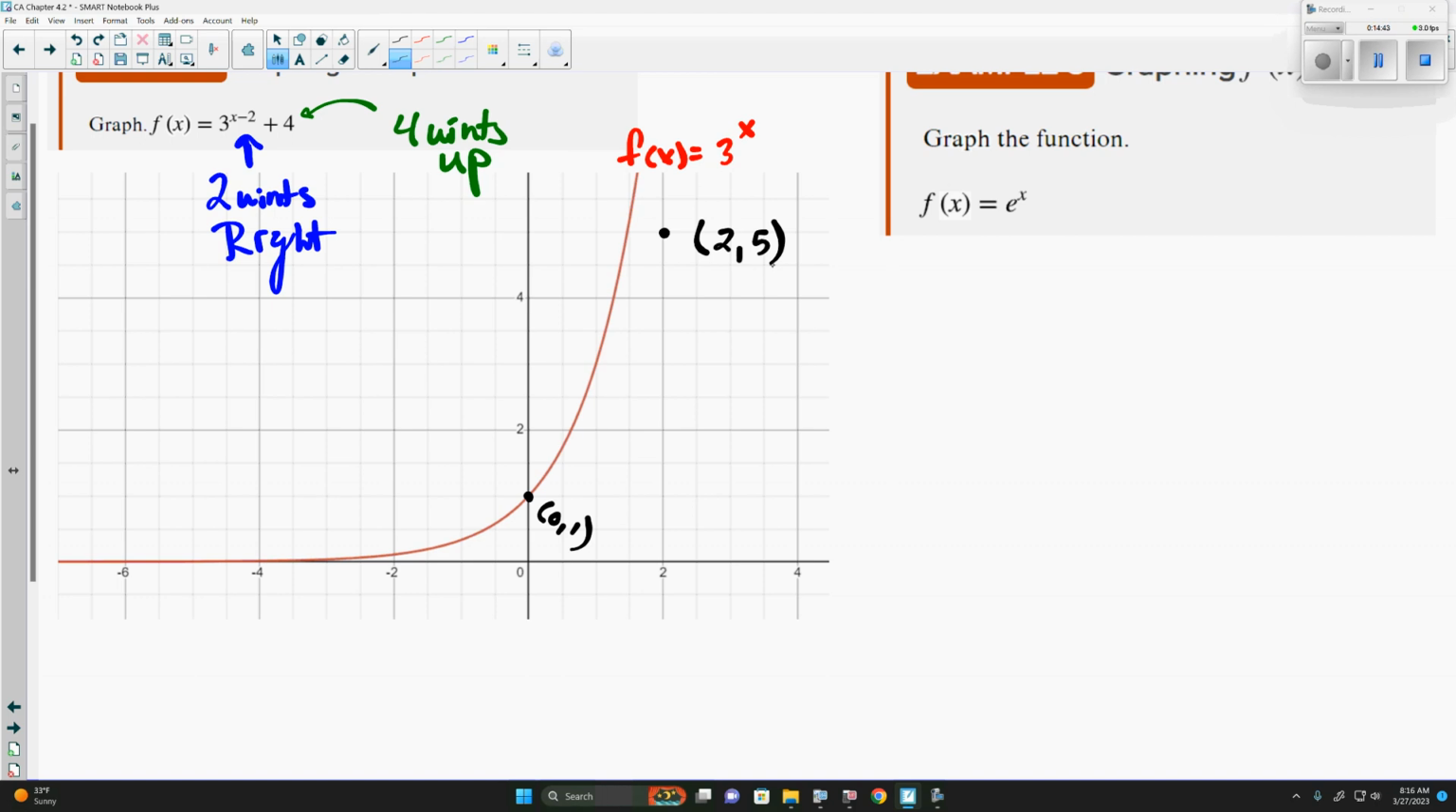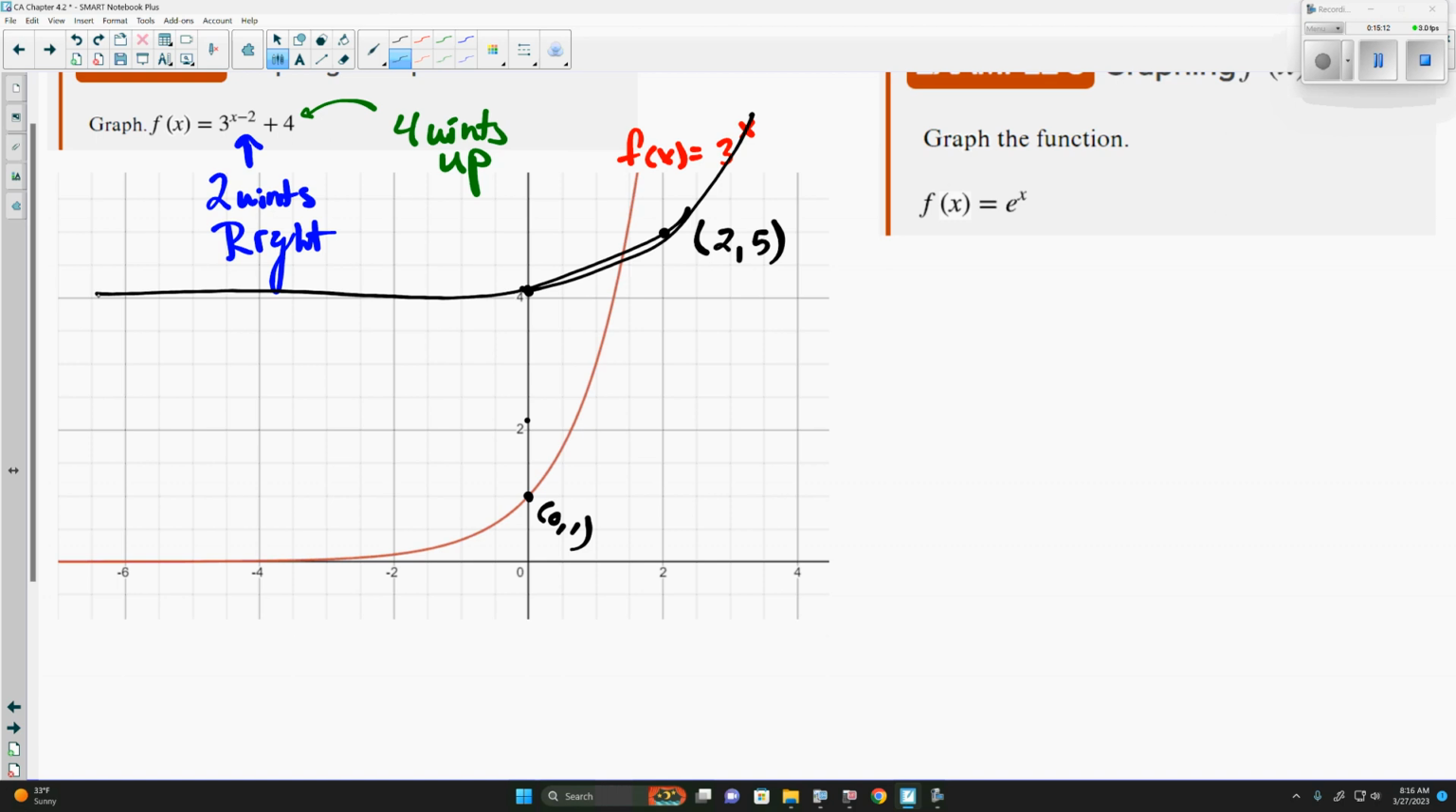And every other point is going to go accordingly. So (-2, 0), here. I think that's too high. 1, 2, 3, yep. And we get this here.